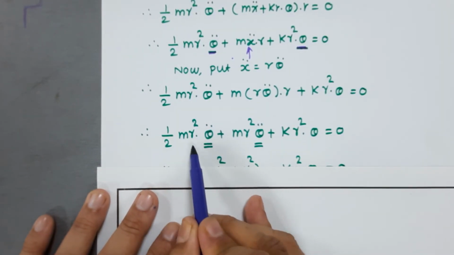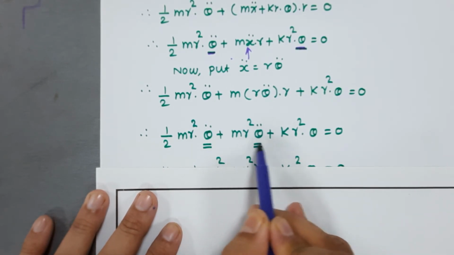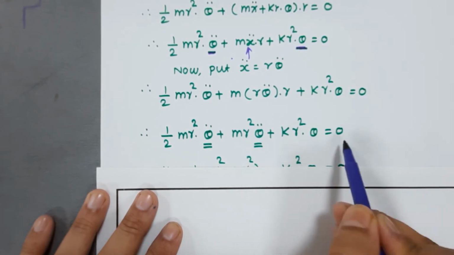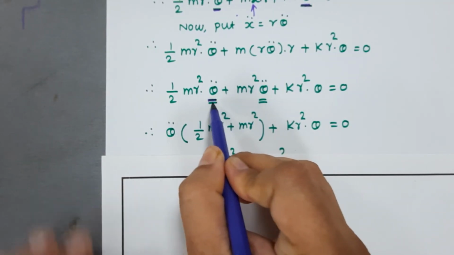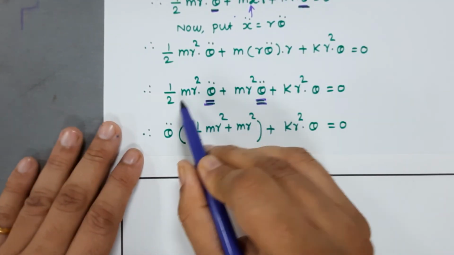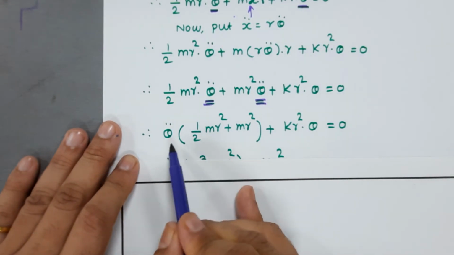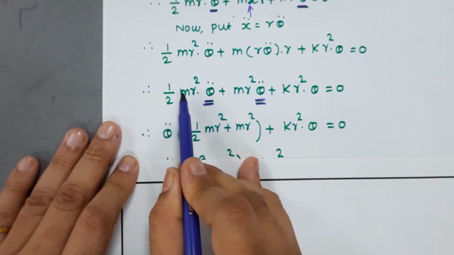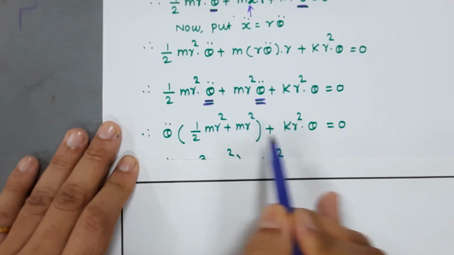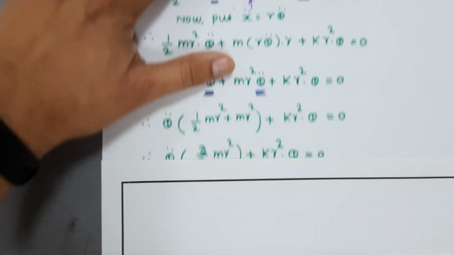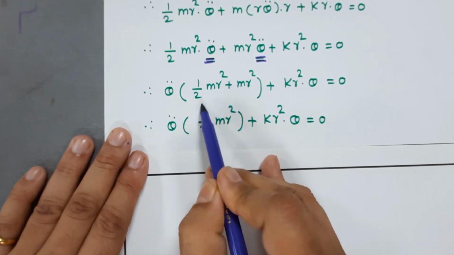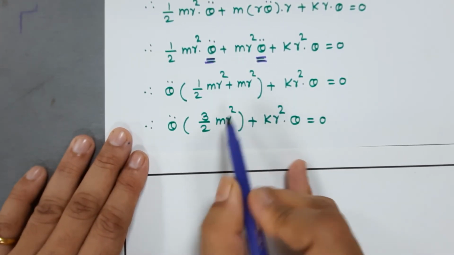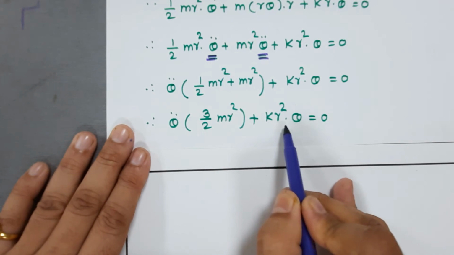So 1/2 m r square into theta double dot plus m r square into theta double dot plus k r square into theta is equal to 0. Now after this, here we have theta double dot and theta double dot. We take theta double dot common from these two terms. So in the bracket remains theta double dot into bracket 1/2 m r square plus m r square, bracket complete, plus k r square into theta term as it is. Now further, after solving this bracket, theta double dot, 1/2 plus 1, m r square, this is 3 by 2 m r square, plus k r square into theta.